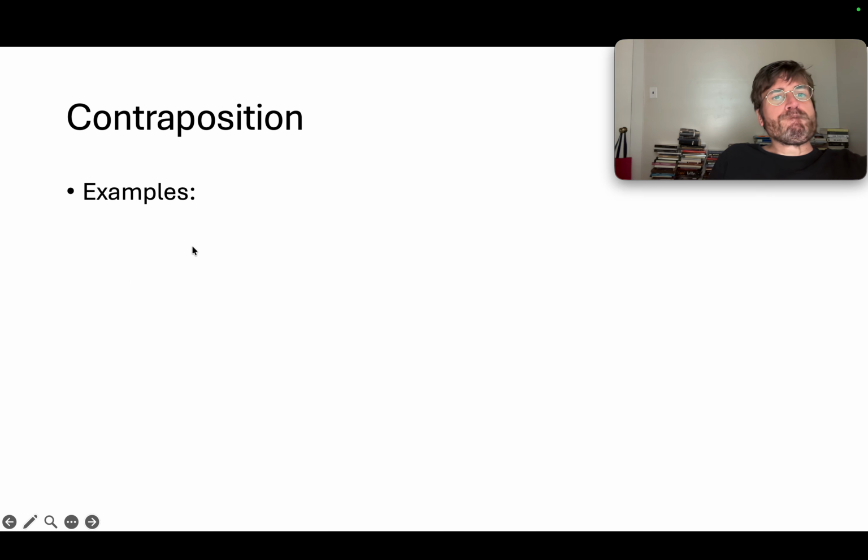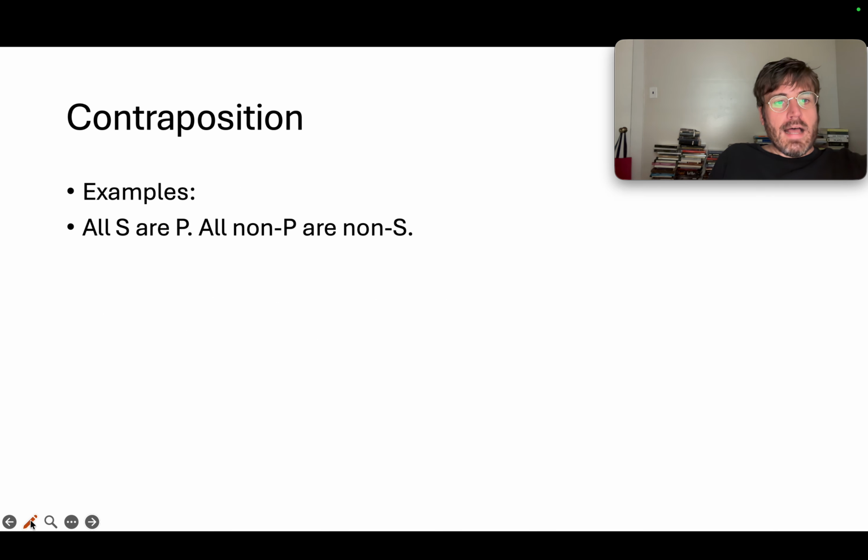All right, so here are some examples. If we begin with a sentence like this, all S are P, this is an A claim, right? To find the contrapositive, we are switching S and P. So notice we have flip-flopped. We've brought P over here, we've brought S over here, and then we've added non to both P and S. And this is a valid contraposition for whatever content we're dealing with.